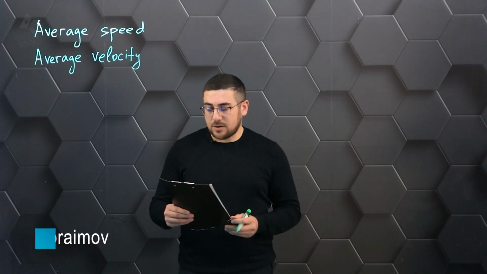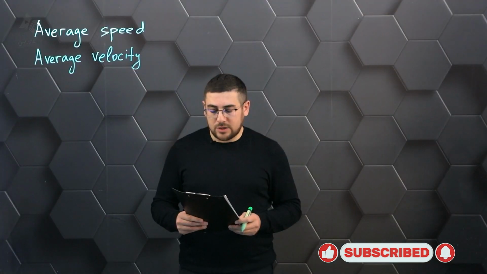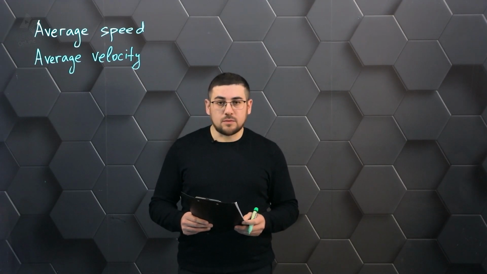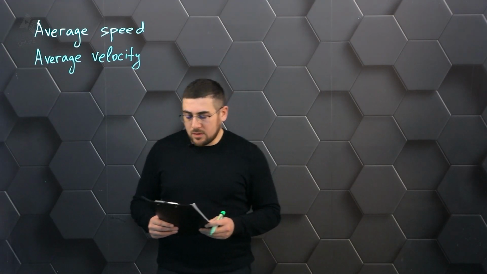Hello! Today we are going to solve a problem on the topic of average speed. The condition is as follows. A body is moving along two parts of the path consecutively. The first part of the path it moves at a speed of 10 km per hour. The second part of the path it moves at a speed of 20 km per hour. Each part of the path is 2 km. Find the average speed of this body.